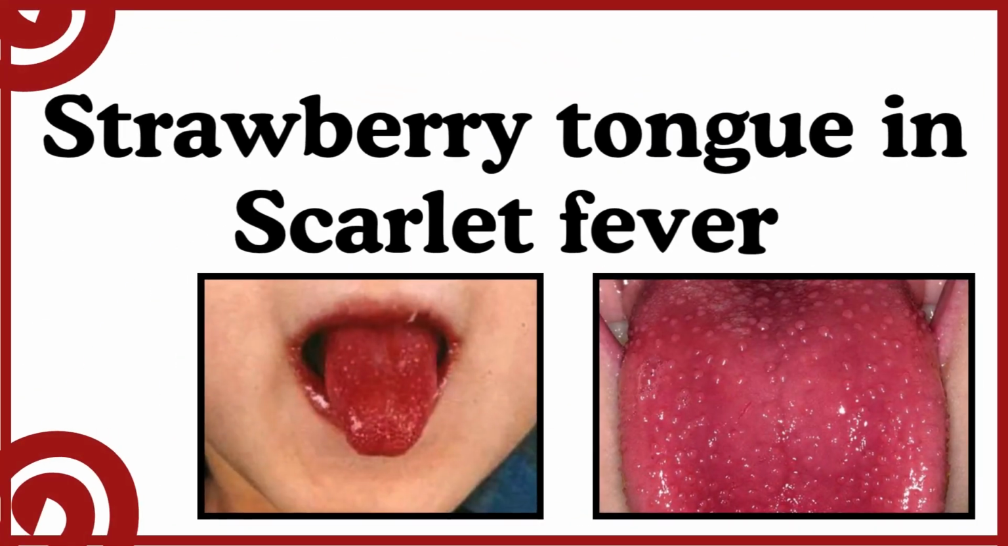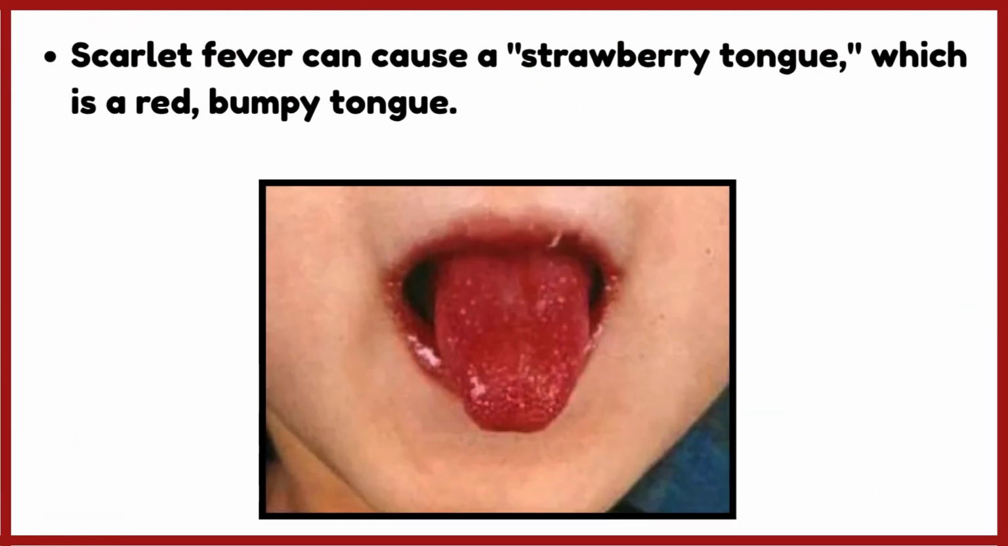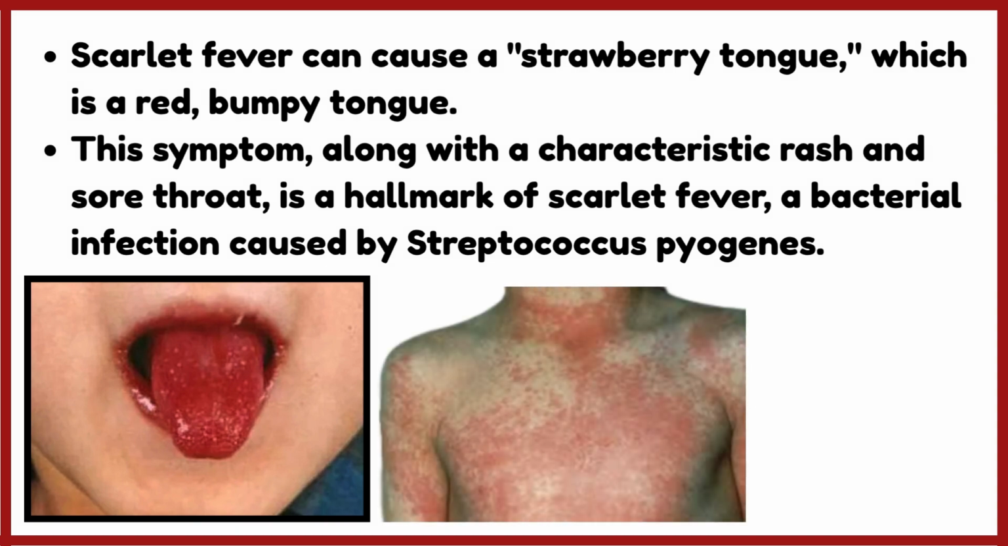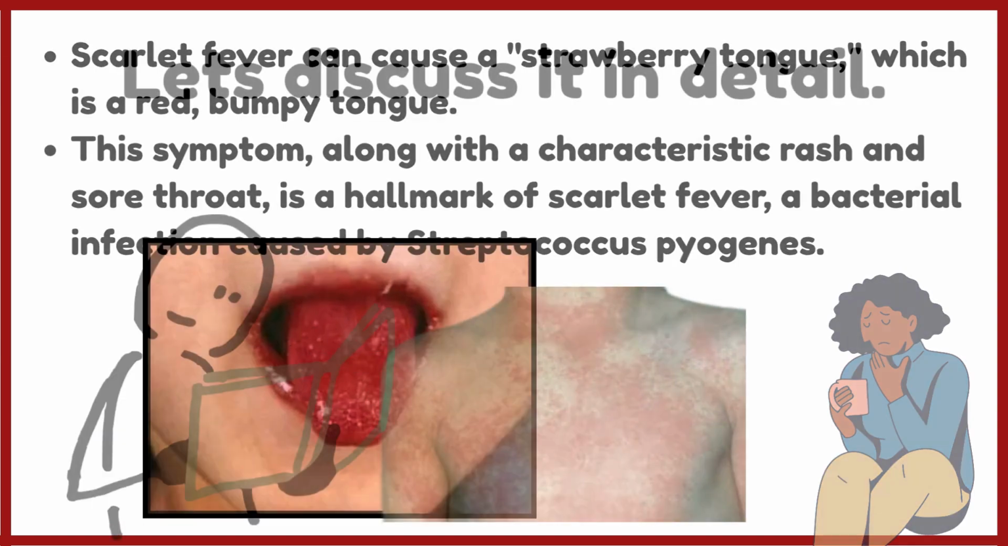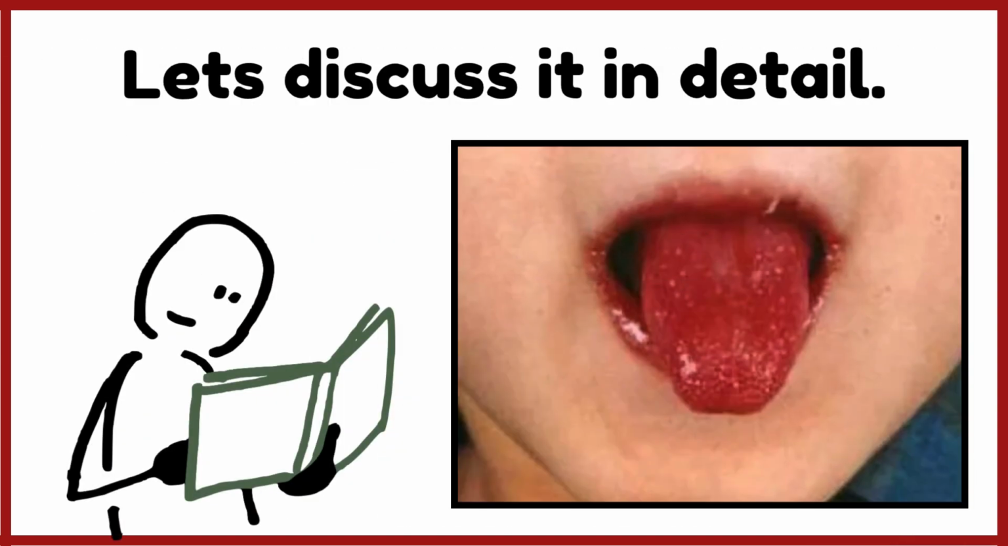Strawberry tongue in scarlet fever. Scarlet fever can cause a strawberry tongue, which is a red, bumpy tongue. This symptom, along with a characteristic rash and sore throat, is a hallmark of scarlet fever, a bacterial infection caused by Streptococcus pyogenes. Let's discuss it in detail.